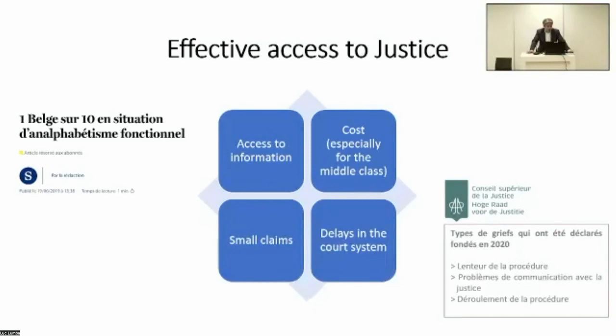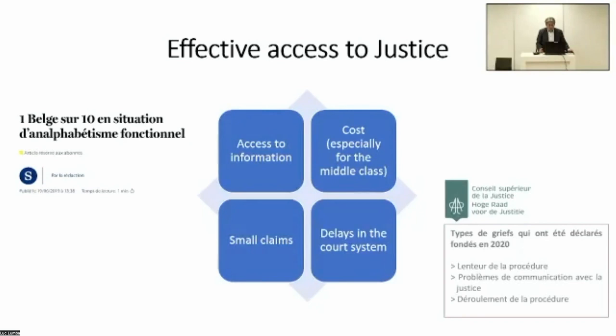And then here comes the question of effective access to justice. In this context, delays in the court system are quite important. If you take a look at the 2021 report of the Conseil Supérieur de la Justice in Belgium, you will find that most of the complaints that were considered valid are about the time that the procedures take in order for people to have a decision and to have their problem settled. So those are the four different aspects of the problem of effective access to justice that I would like to address.